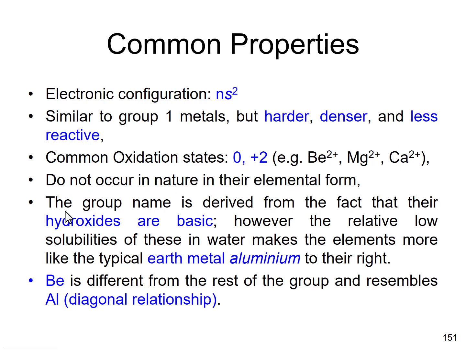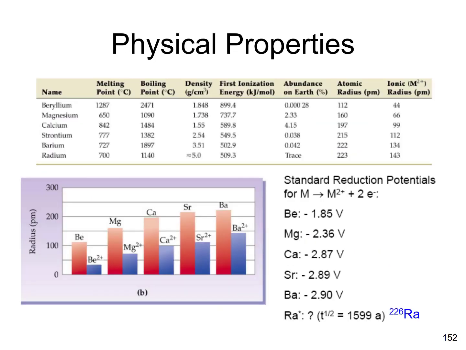The group name is derived from the fact that the hydroxides are basic. However, the relatively low solubilities of these in water makes the elements more like the typical earth metal aluminum to their right. Beryllium is quite different from the rest of the group and resembles aluminum, which has been described as the diagonal relationship. The physical properties of group 2 elements are summarized in this slide.